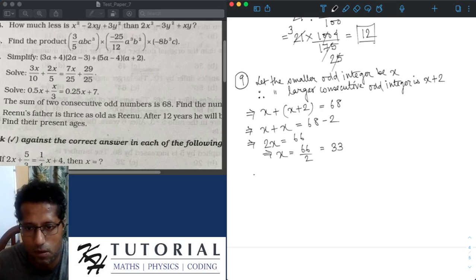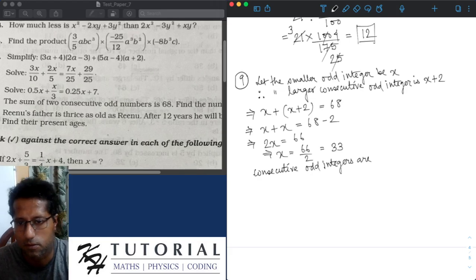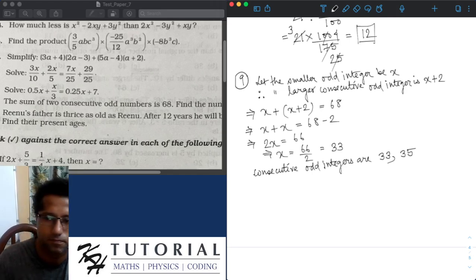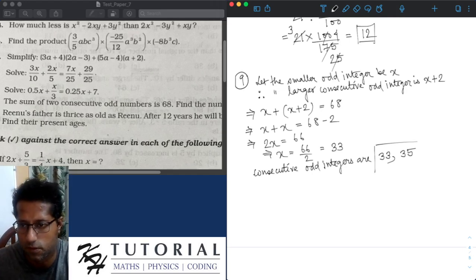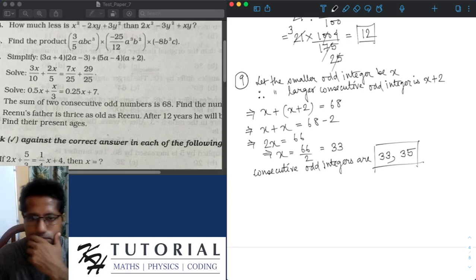So the consecutive odd integers are: x is 33, which is the smaller odd integer. The next consecutive odd integer will be 33 plus 2, that is 35. So 33 and 35 is the answer. Okay.